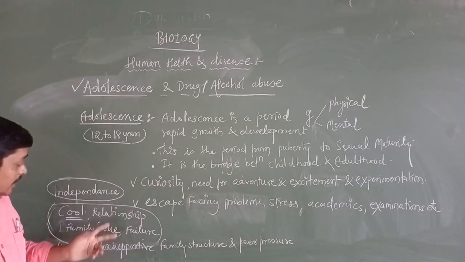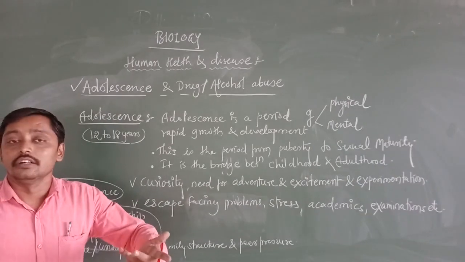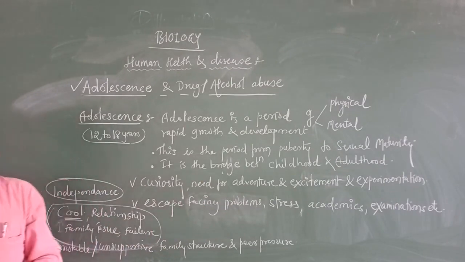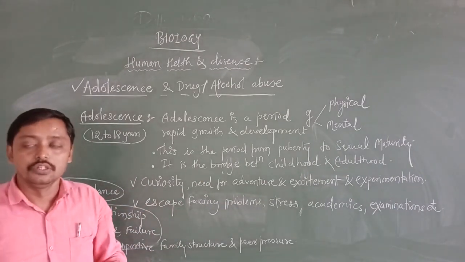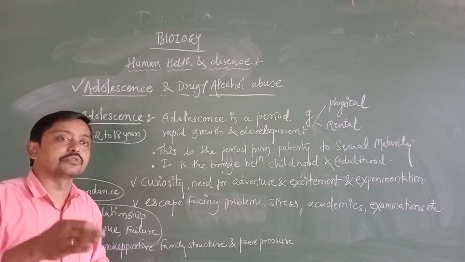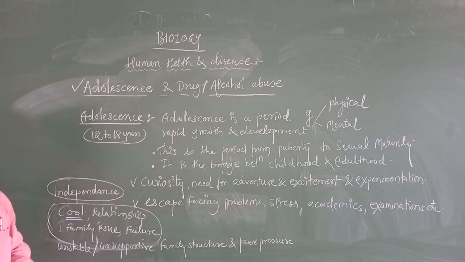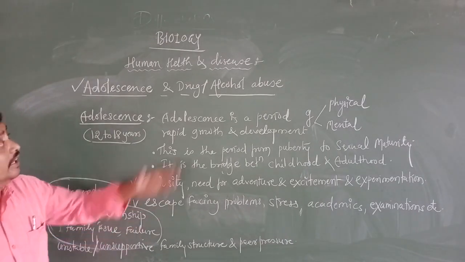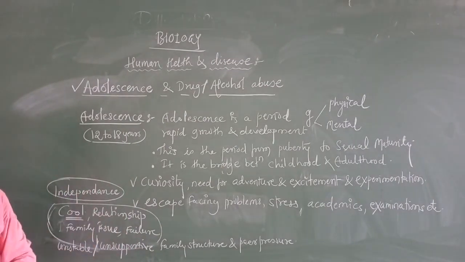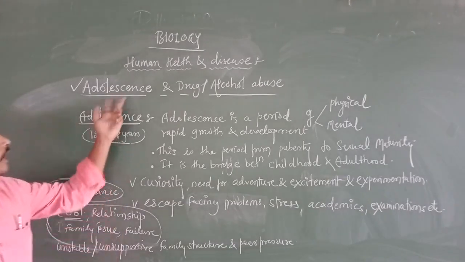Then relationship, in the sense what we call a boyfriend and girlfriend, does not always go well. There too, sometimes breakups happen, or there is rejection when that fellow proposes to the girl or the girl proposes to the boy. In this situation, again, they are moving towards drug and alcohol abuse. That is also one cause for drug and alcohol abuse in adolescence.